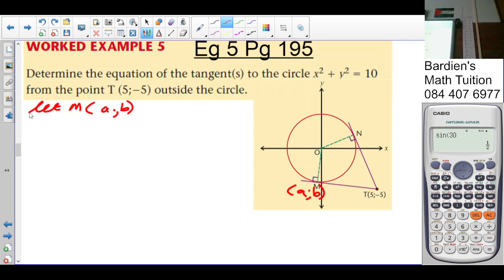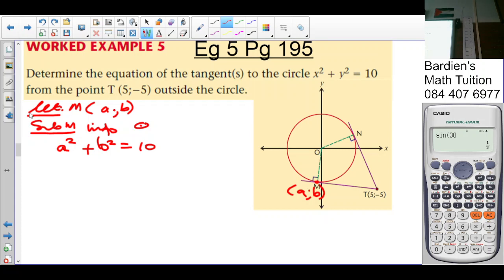So if M is point (a, b), then what can be concluded from here? If I substitute M, which is (a, b), into the circle, then my circle is now going to read a squared plus b squared is equal to 10. That's all. Why do I substitute into the circle? Because I want to get two equations in terms of a and b. Why do you want that? So that you can do simultaneous equations.